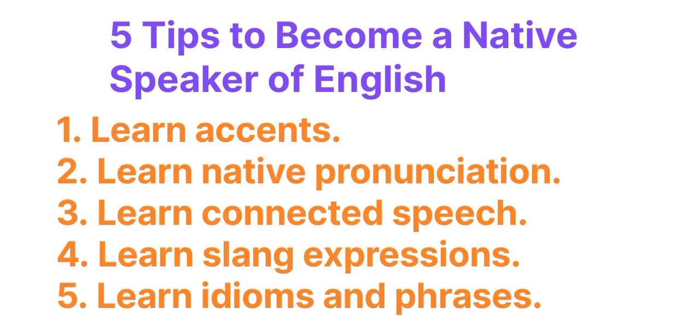5 tips to become a native speaker of English. Number 1, learn accents. Number 2, learn native pronunciation. Number 3, learn connected speech. Number 4, learn slang expressions. Number 5, learn idioms and phrases. Now look what these tips mean and how improving these skills will make you a native speaker of English.